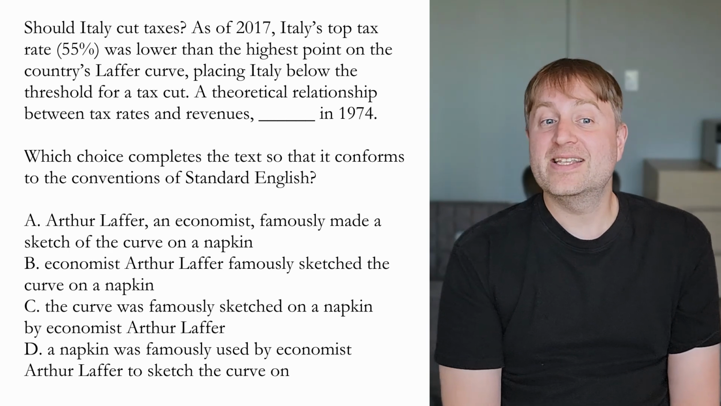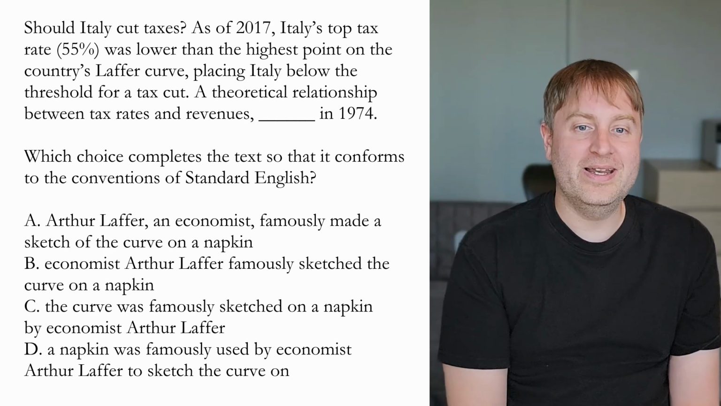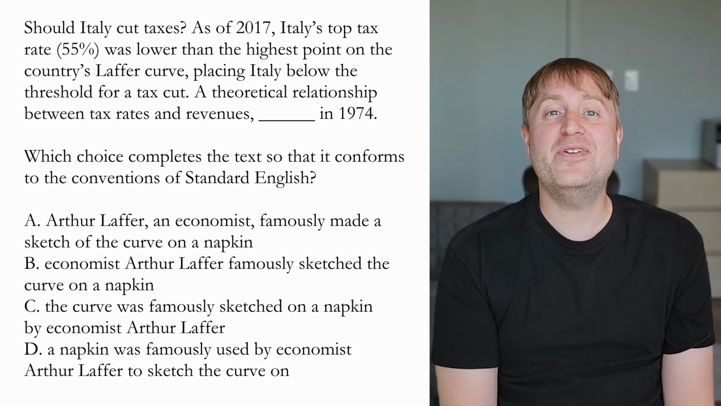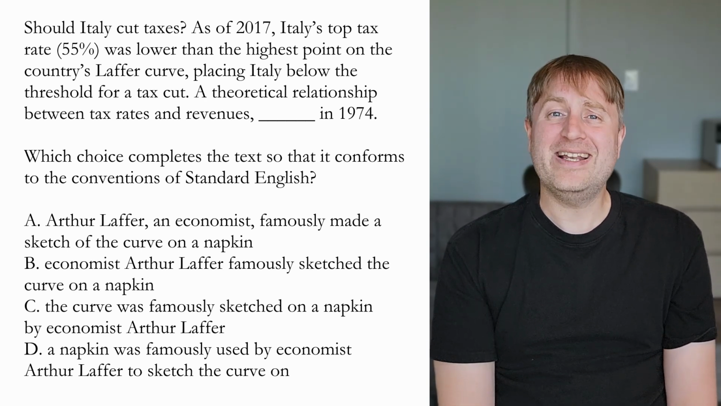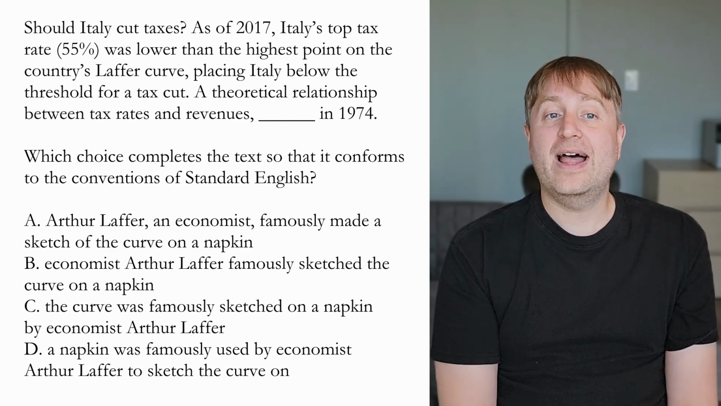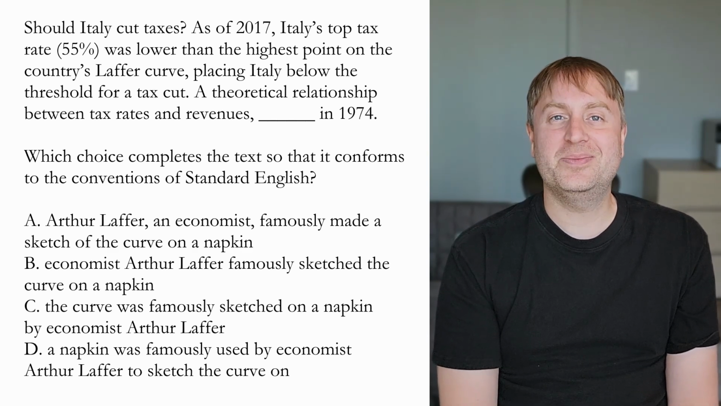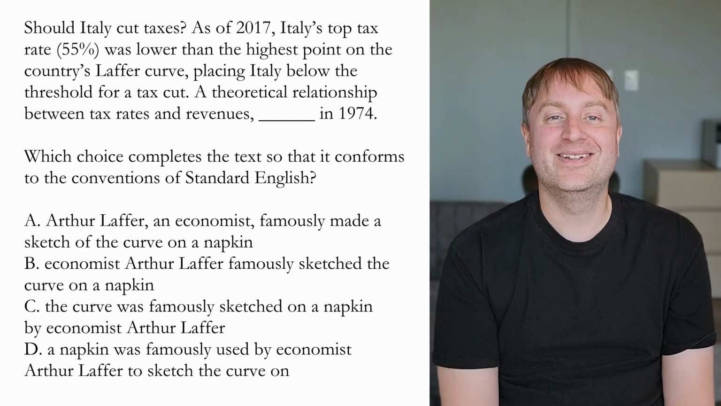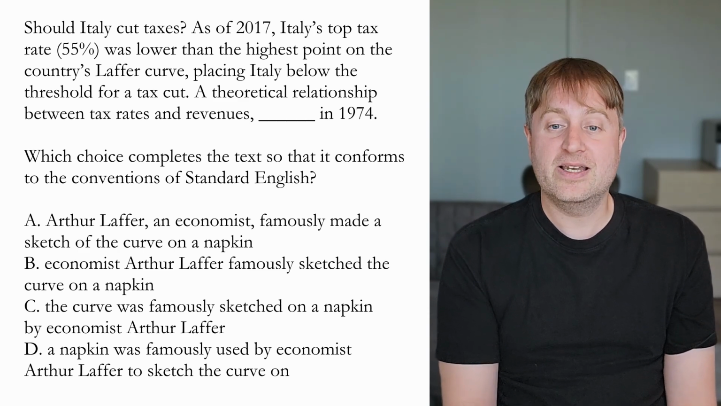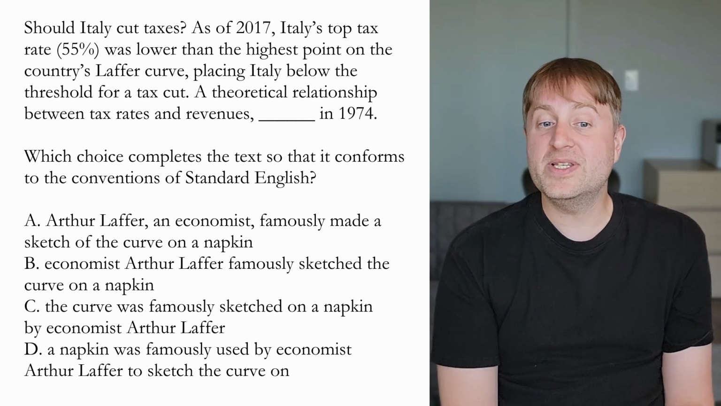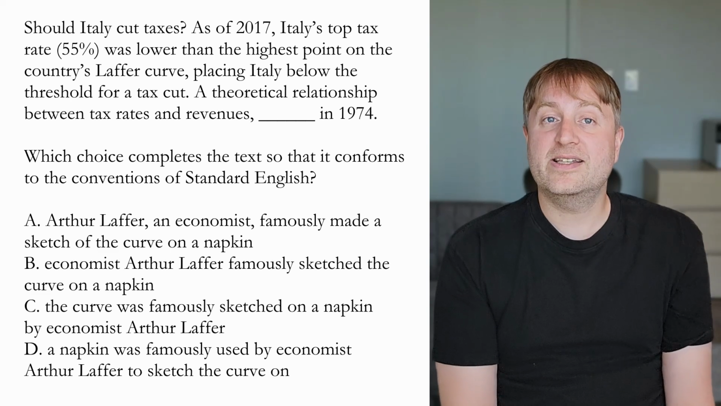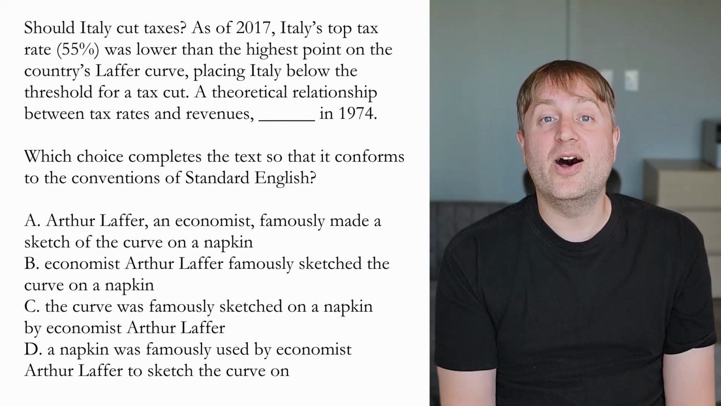If it's not obvious, we can check the answers one by one, paying special attention to what comes first in each, and seeing if it makes sense. Let's try that right now. Answer choice A starts with Arthur Laffer. Could Arthur Laffer be a theoretical relationship? Of course not, he's a person, so we can cross off A. Answer choice B starts with economist Arthur Laffer. Could economist Arthur Laffer be a theoretical relationship? Again, obviously not, so we can also cross off B.